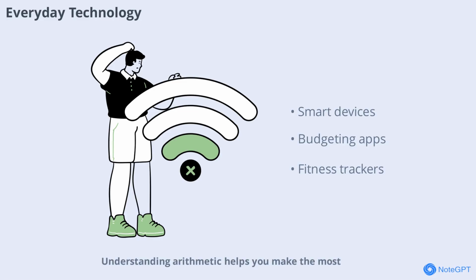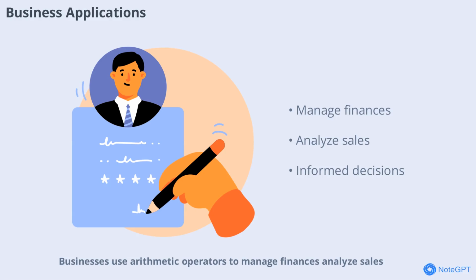Understanding arithmetic helps you make the most of these devices and use technology more effectively. Next, let's look at how arithmetic operators are used in business. Businesses use arithmetic operators to manage finances, analyze sales, and make decisions. For example, they add up revenues, subtract expenses, multiply prices by quantities, and divide profits among partners.